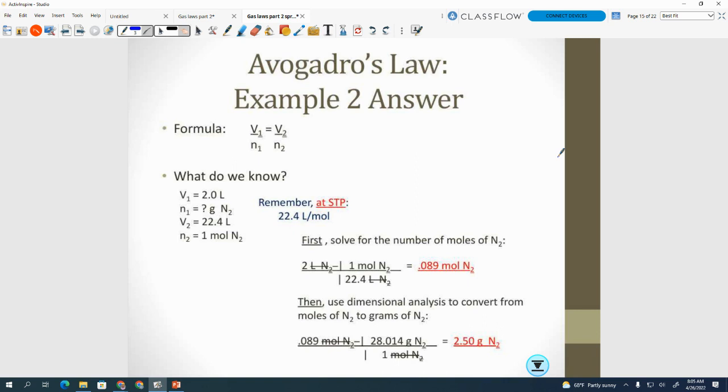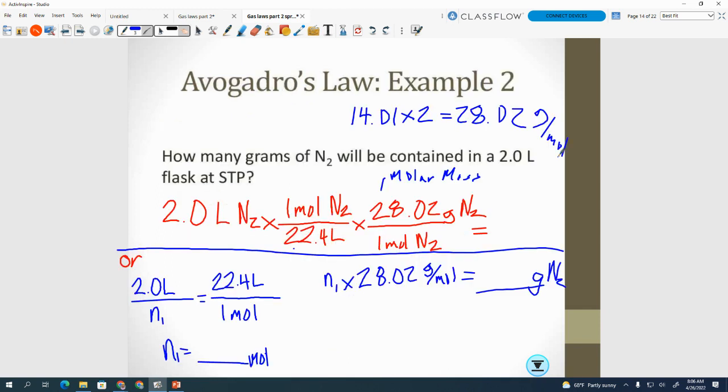All right, and again, for me, the dimensional analysis way is the more preferred way, because I don't have to really think to do that one. I just set up my ratios and go. Whereas going through here, I have to do some manipulation to get N1 by itself.